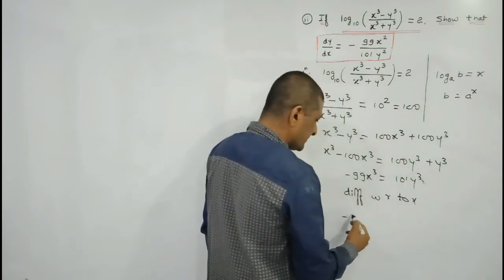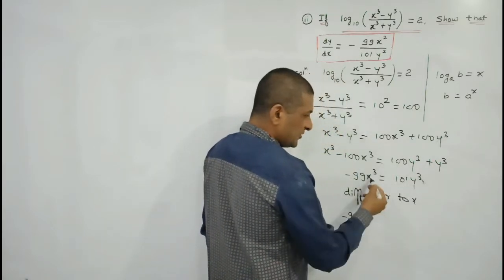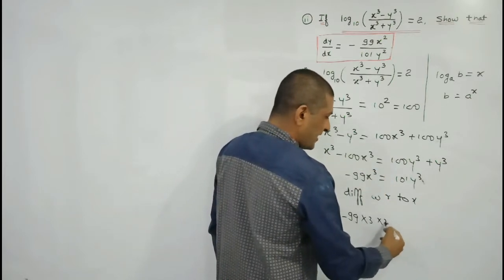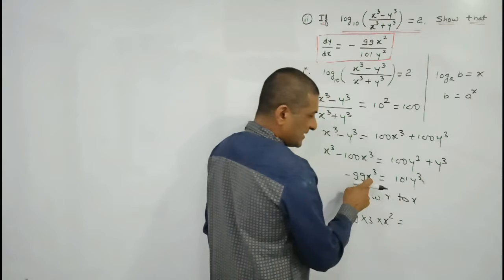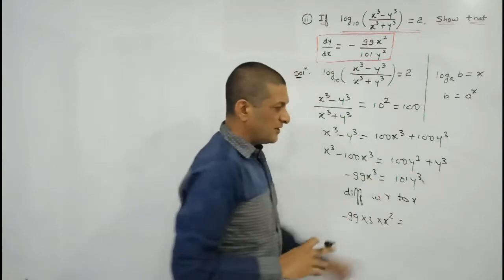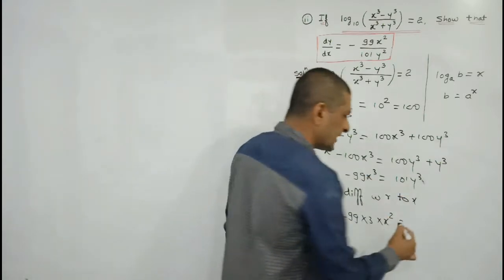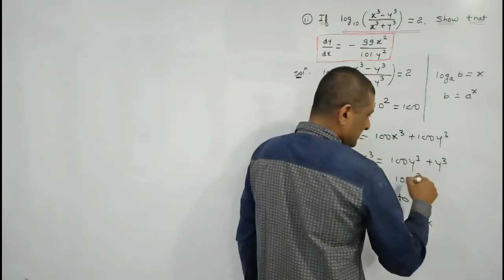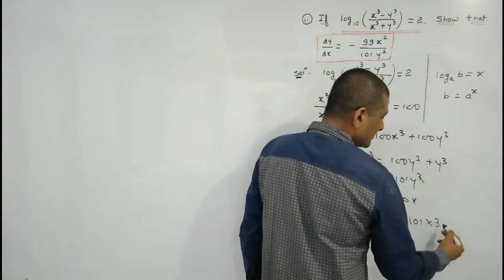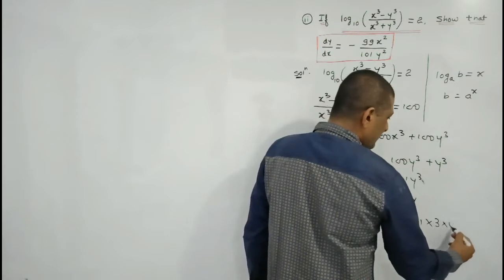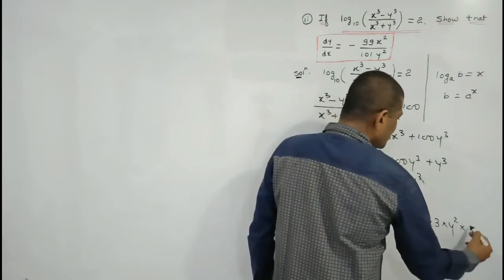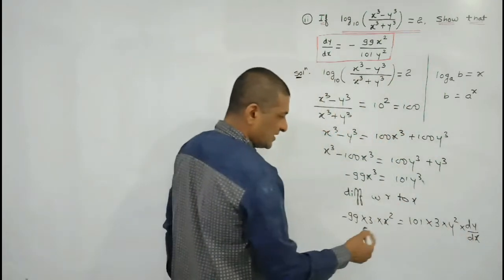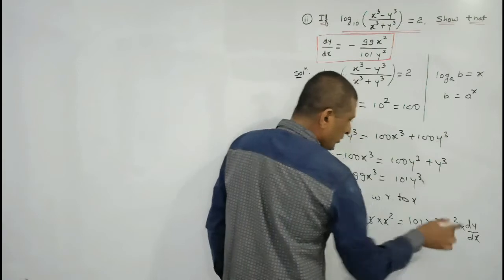On this side minus 99, keep it as it is. Derivative of x cube: first take the power as a coefficient and decrease the power by 1. In this way we have got the derivative of x cube. Now on the right hand side 101, keep it as it is. We are differentiating y cube. So first take the power of y as a coefficient, then decrease its power by 1, into derivative of y, means dy by dx. If you observe both sides very carefully, 3 and 3 on both sides will get cancelled.